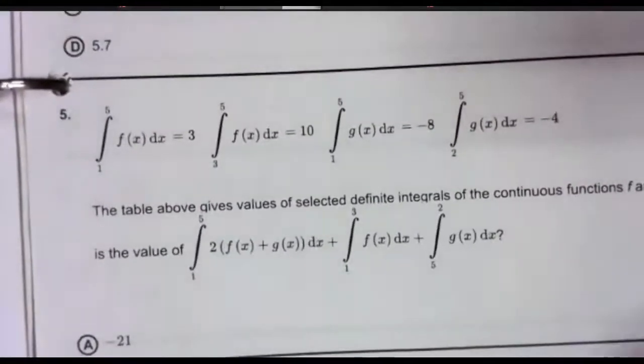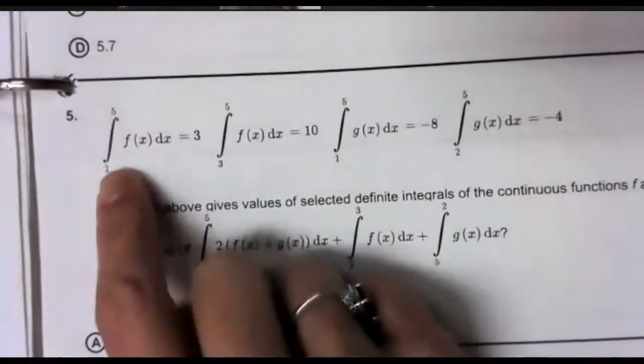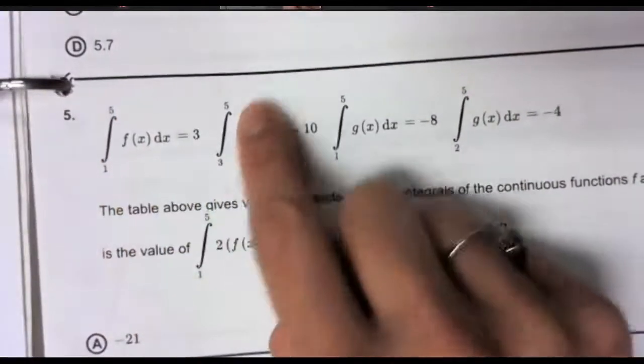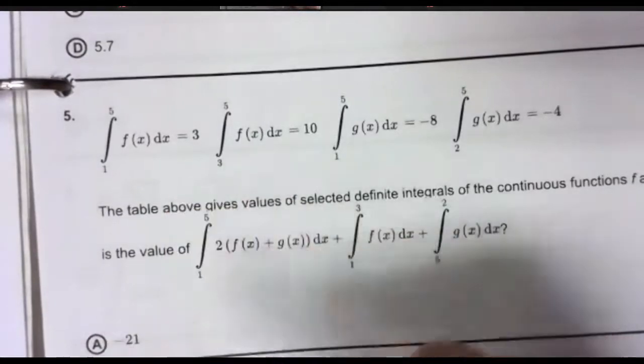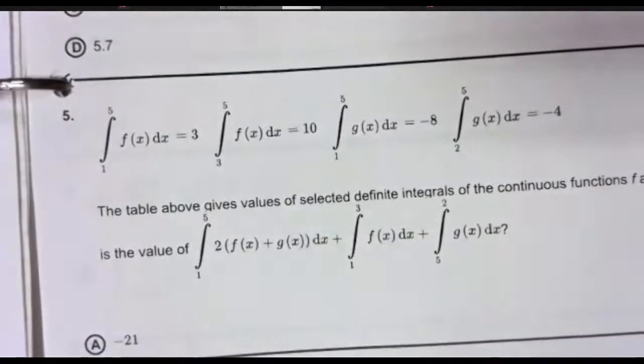Like, if this one goes 1 to 5 and then 3 to 5, so you're saying, could you do one where you find 1 to 3 because it's not on there? Yes.